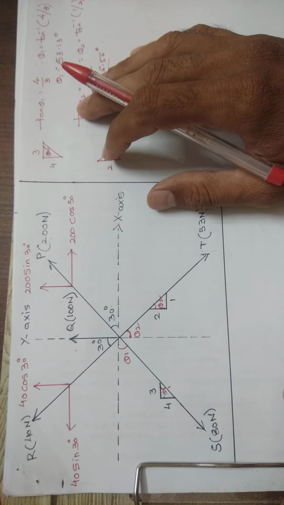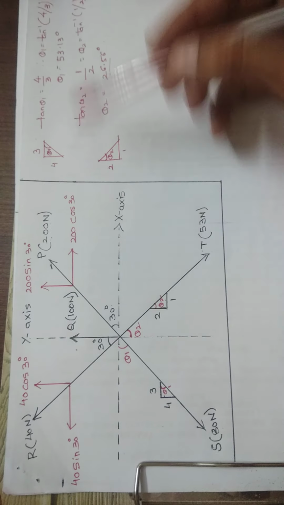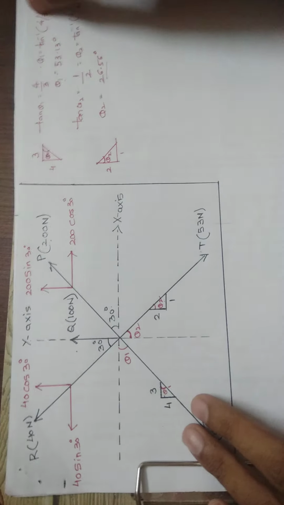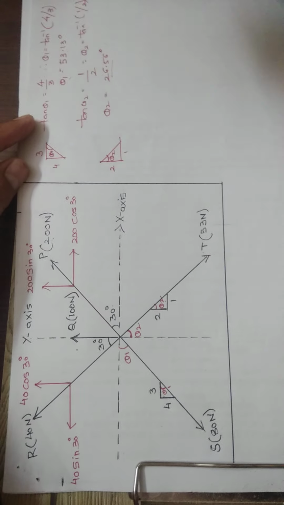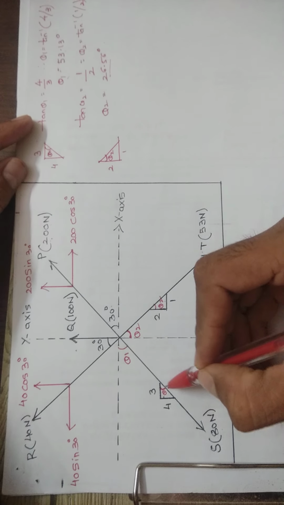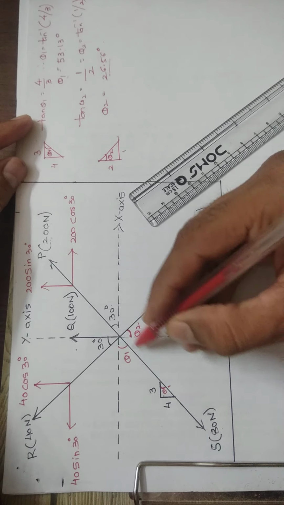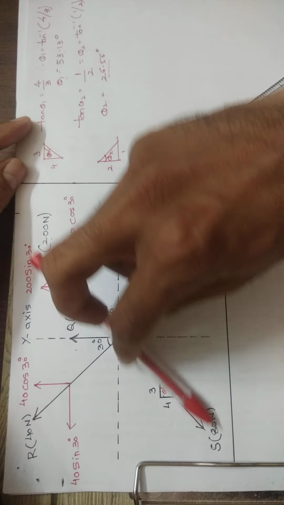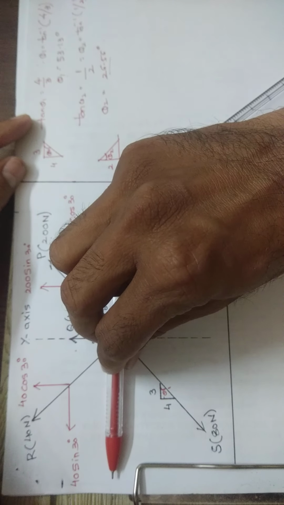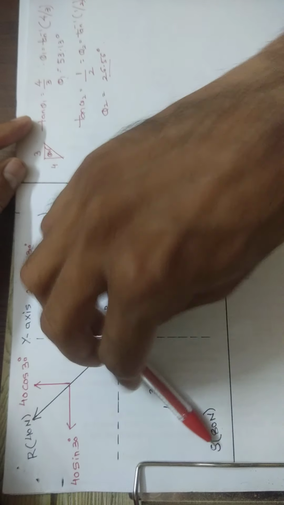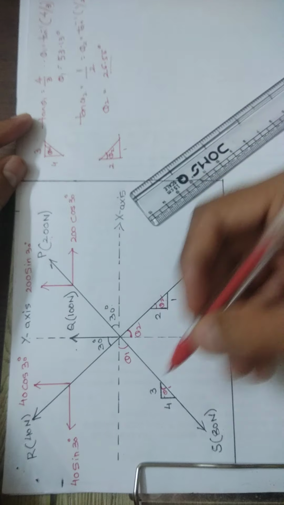The next force is 80 Newtons. This 80 Newton force is making an angle of theta 1, and theta 1 is 53.13. So it is making an angle of 53.13 degrees with the horizontal. Here again we have to resolve it. The 80 Newton force is acting along the third quadrant. It will have its x component in the horizontal direction, and this inclined force will have a vertical component. These are the two components, horizontal and vertical.